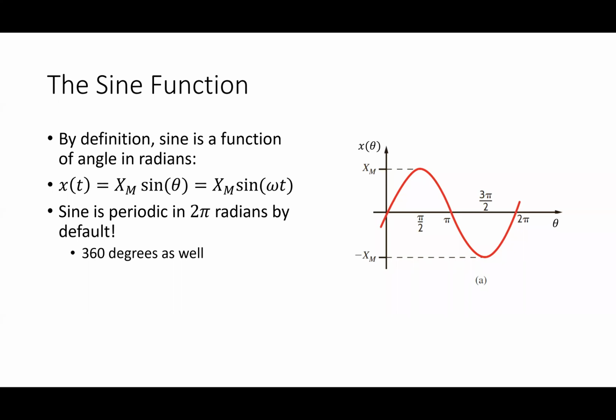In general, the sine function is a function of angle. So I wrote it out here. If I have a sine function, it starts at 0 and goes to 2 pi. And I make some definitions here. What do I call this here, X sub m? What is the term that I use? Amplitude. The amplitude is the peak value. This is the amplitude. By default, what's the amplitude of sine of theta?